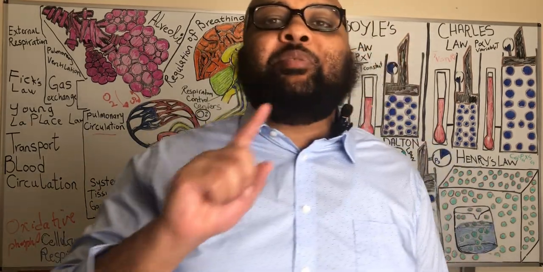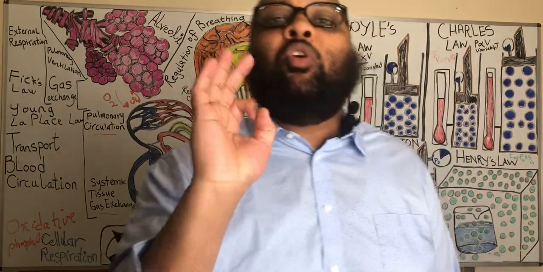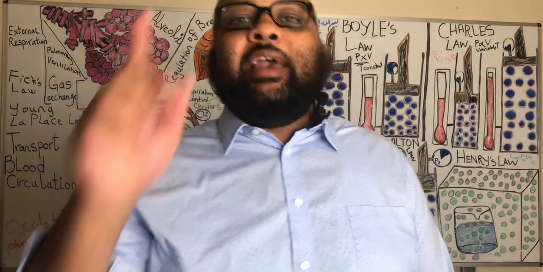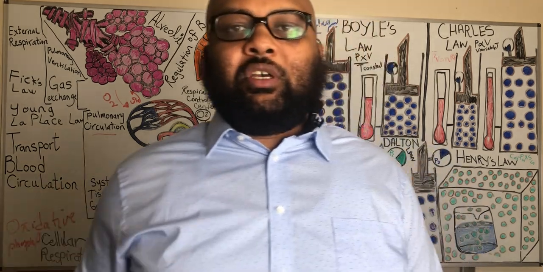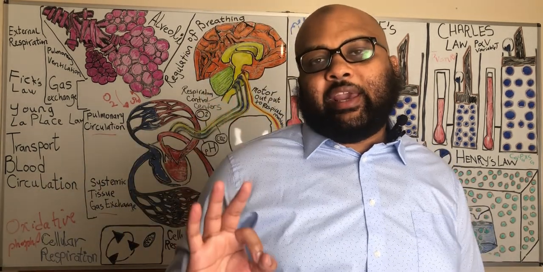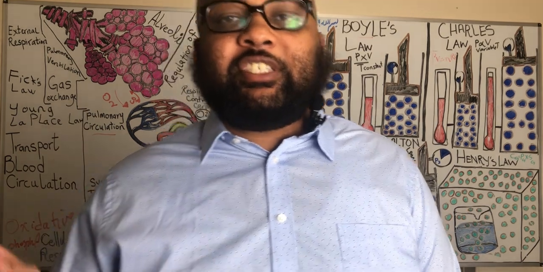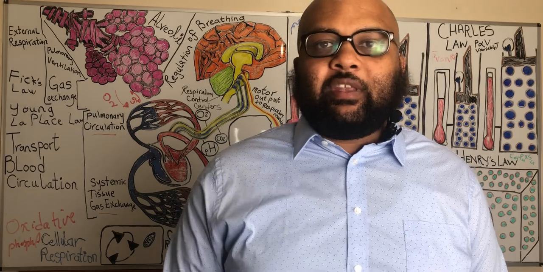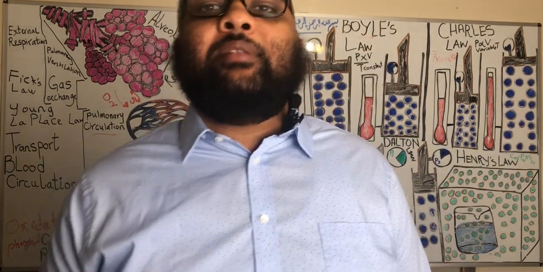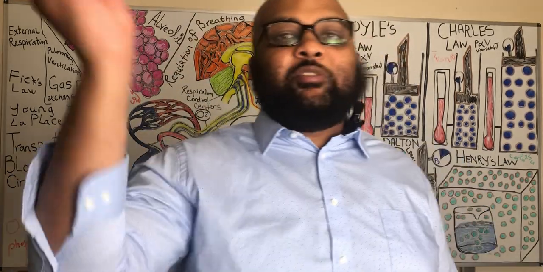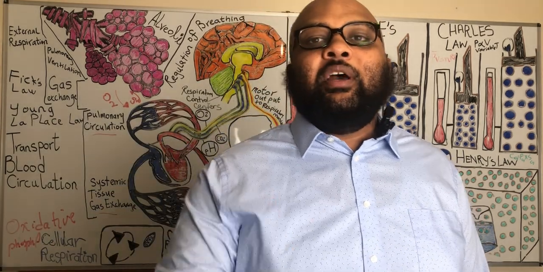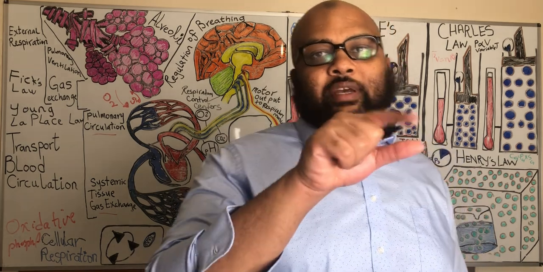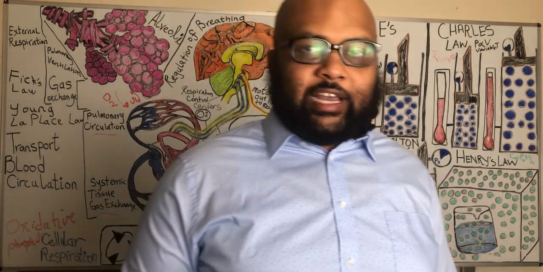That means 78% of the atmospheric pressure is caused by nitrogen. 21% of atmospheric pressure is caused by oxygen. So if you multiply 21% by 760, that will give you the partial pressure of oxygen in the atmosphere. 78% multiplied by 760 atmospheric pressure will give you the partial pressure of your nitrogen in the atmosphere.